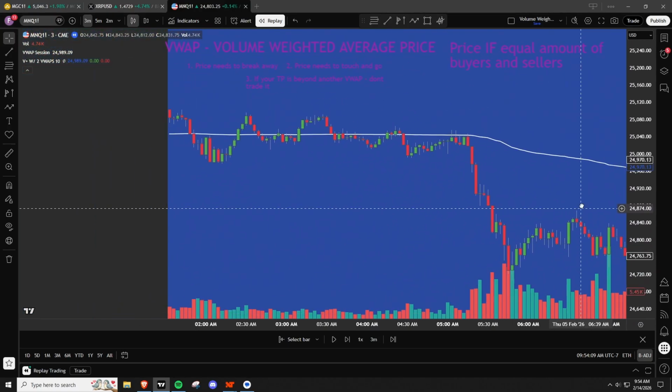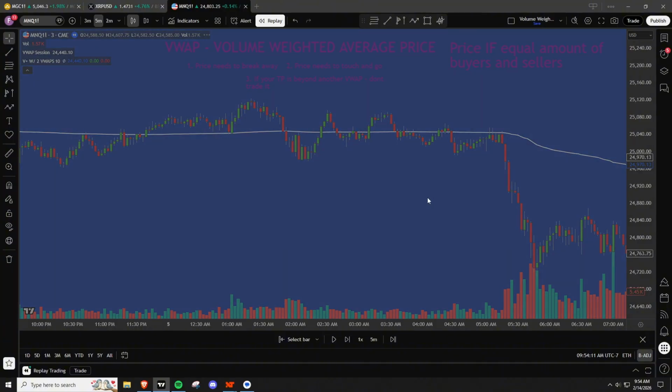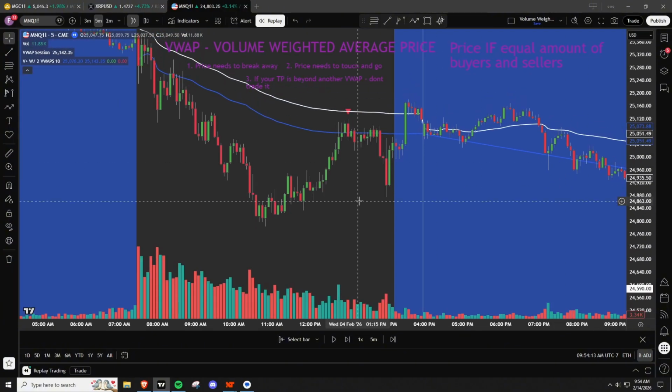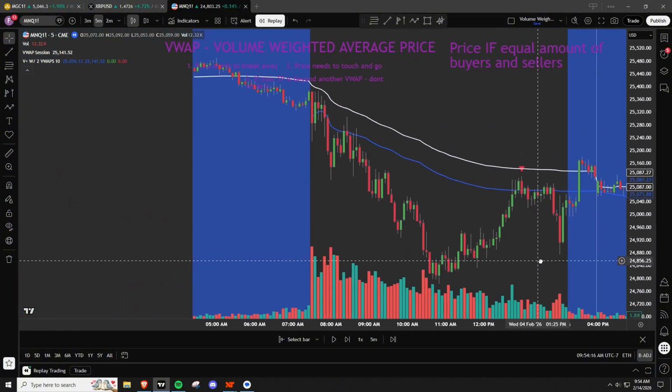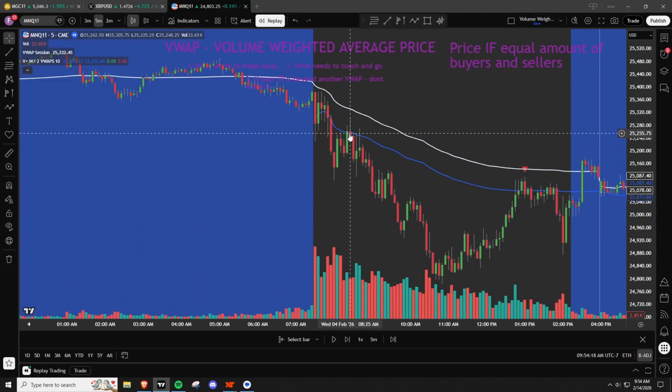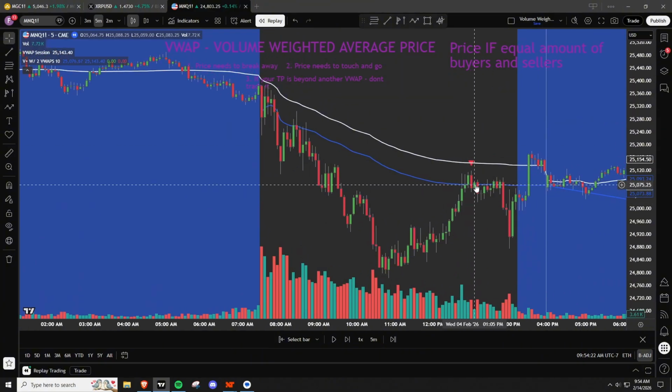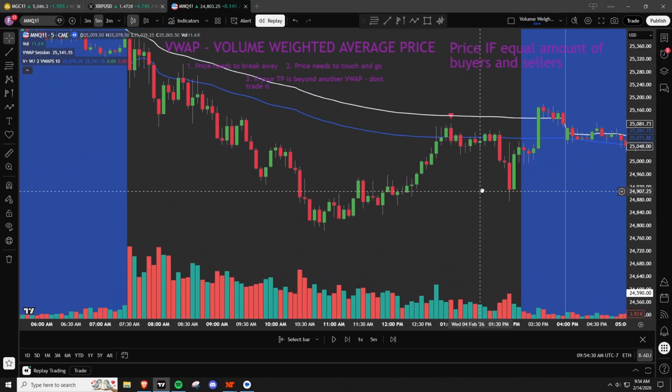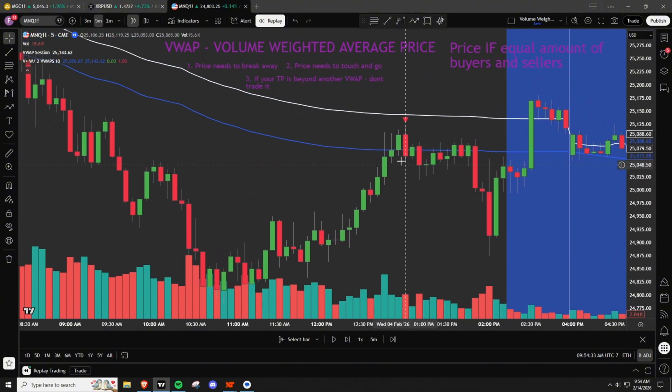So the VWAP is just a really awesome level to use. It's one where the more you look at it, you can just see how price will come up, tag it, and then shoot off. Even when it consolidates at it, it still typically has a good sell-off if you're consolidating on the right side of it. If you're consolidating on the underside of it, you can typically wait for a high volume bar to break away.